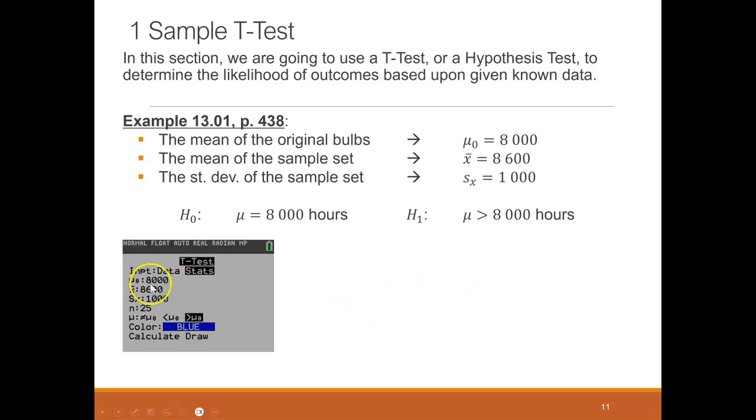So where it says mu naught, we'll have 8,000. Where it says x bar, we're going to type 8,600. Where it says Sx, we're going to type 1,000. Where N is, we're going to type 25. Where did this 25 come from?